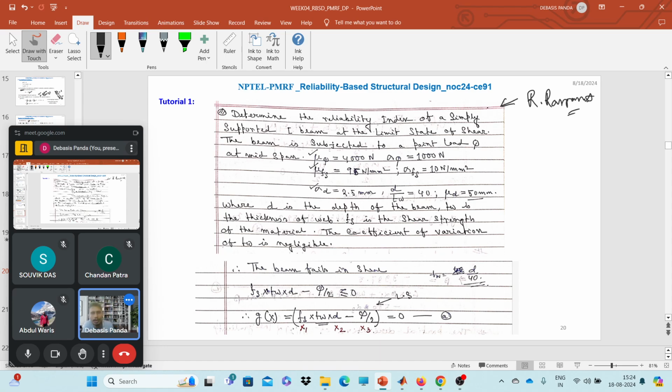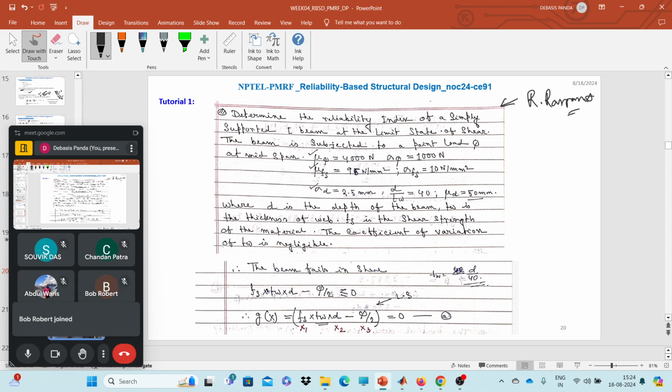So look here, what does that problem say? Is it visible? I just wrote it in a copy. So bear with it, and I will upload this thing. No problem. Okay, so Abdul and Robert, both of you should focus on how we can solve this problem using the Rackwitz algorithm. So first, let's read the problem.